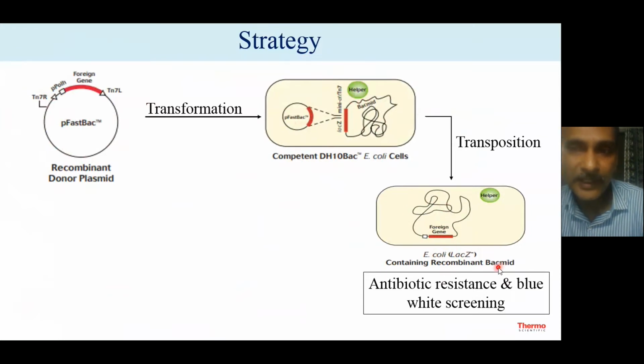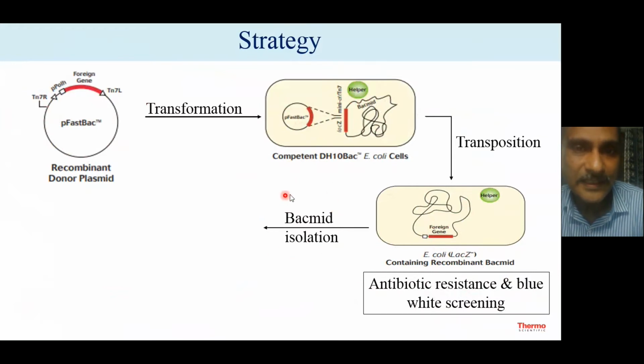This can be selected by both antibiotic resistance and blue-white screening. For selection of this recombinant Bacmid, you have to put three antibiotics in the LB agar plate: tetracycline for the helper plasmid, kanamycin for maintaining the Bacmid, and gentamicin, because gentamicin resistance is present in this. Along with X-gal and IPTG, you can do blue-white screening. So you select the white colonies, where the LacZ alpha gene is disrupted.